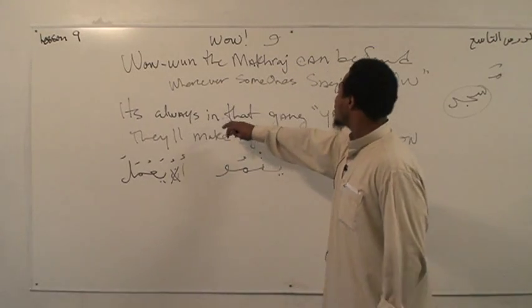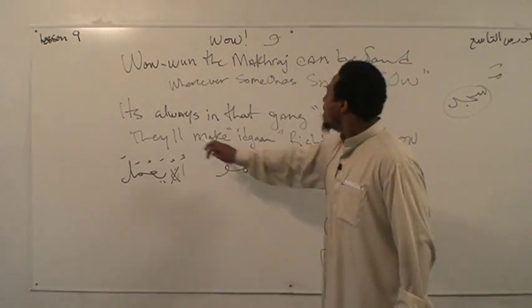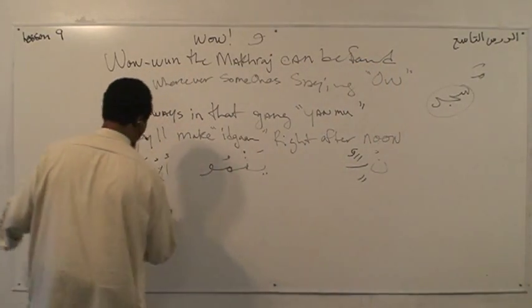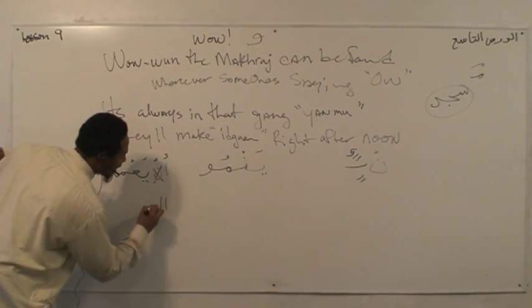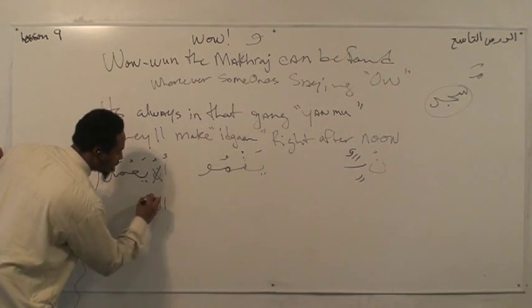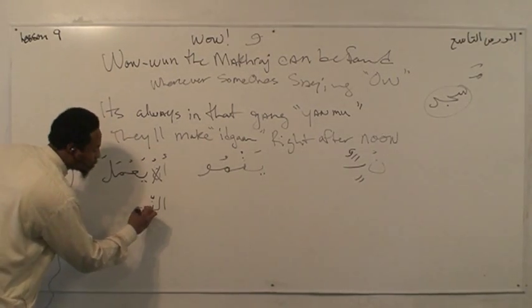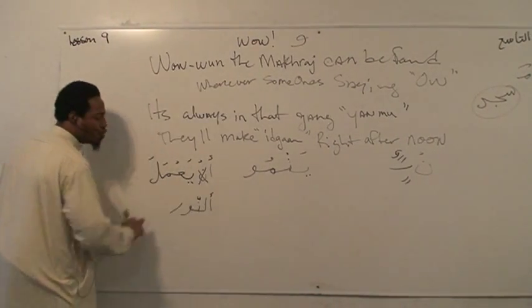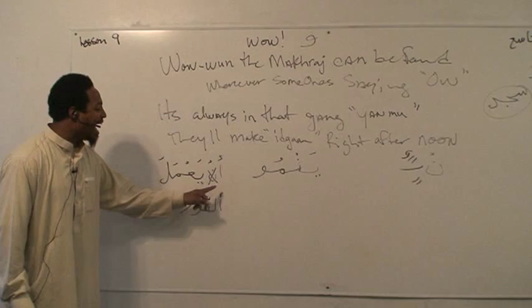That's why it says it's always in that gang yanmu. They'll make idgham right after noon. And also, if you have an alif and then you have a noon here, this is idgham too. You wouldn't say al-nur, you would say an-nur. You see that? Say an-nur.